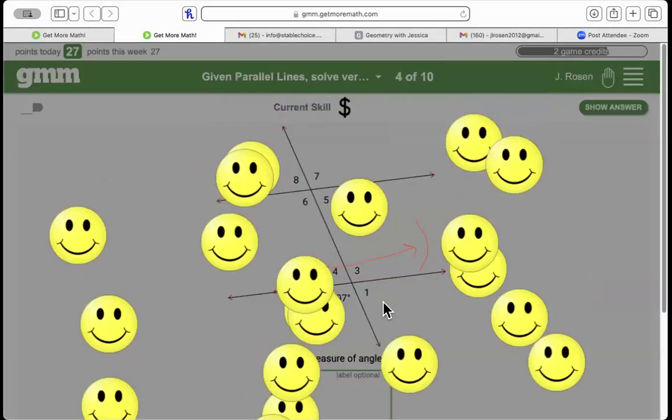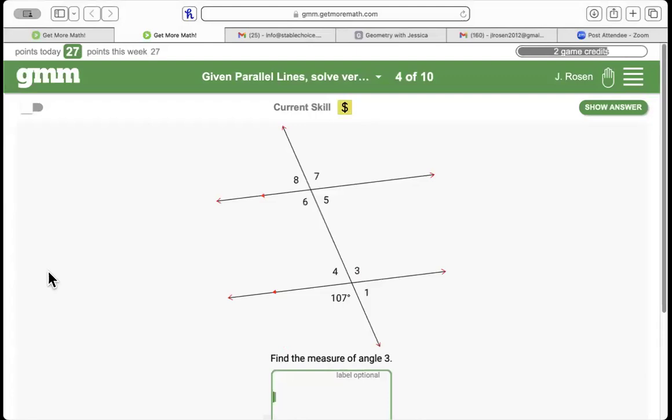Okay. So if you have any questions or concerns, need some more instruction, make sure to schedule a time to meet with me. But all we're doing is identifying vertical angles. They go straight across that point of intersection. I picture a V here and a V here. That's how I know they're vertical to each other. And that means that 107 is the same as 3.